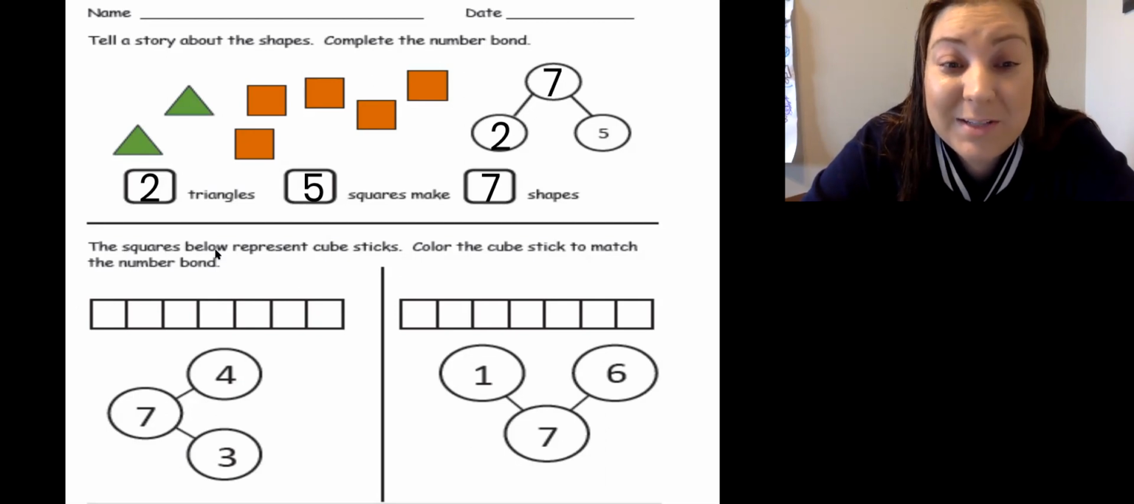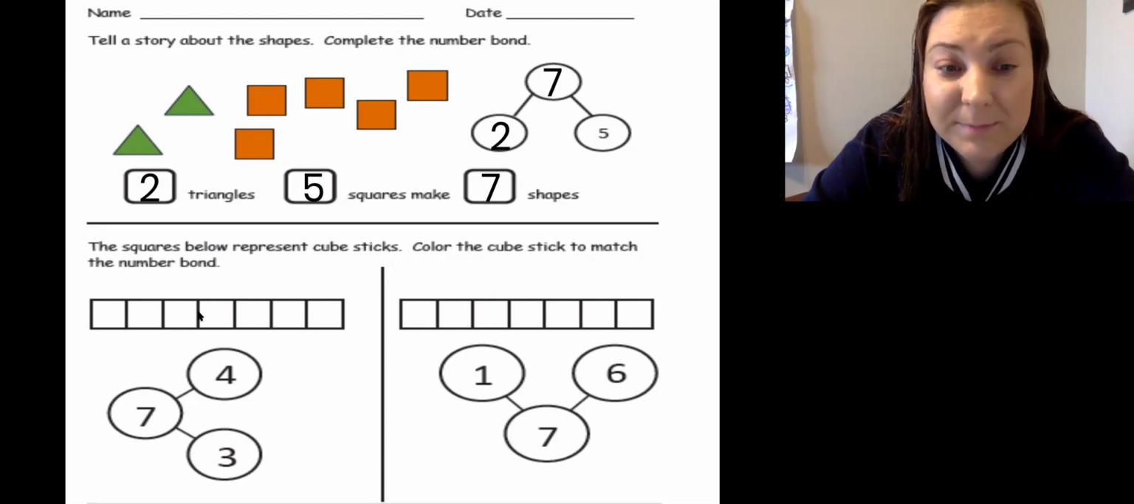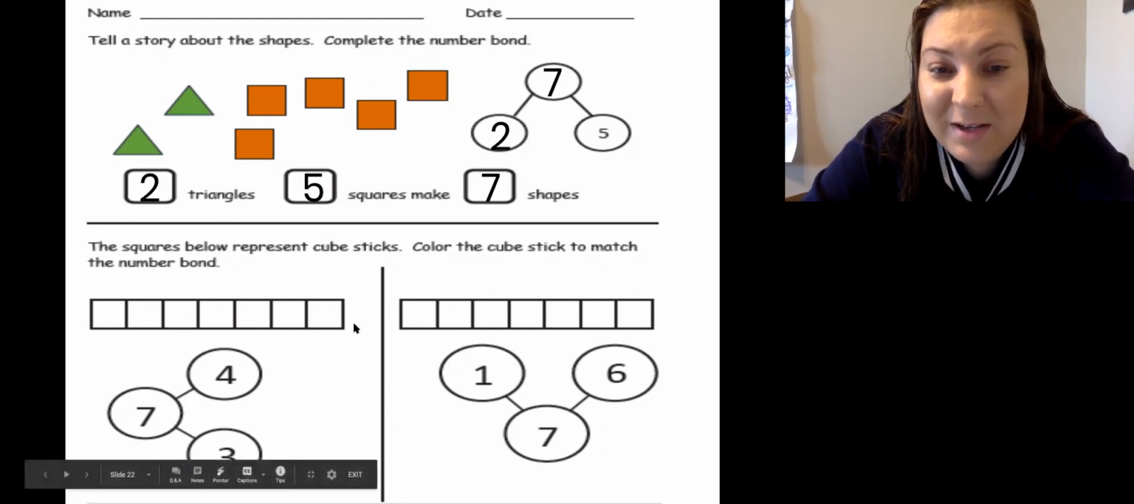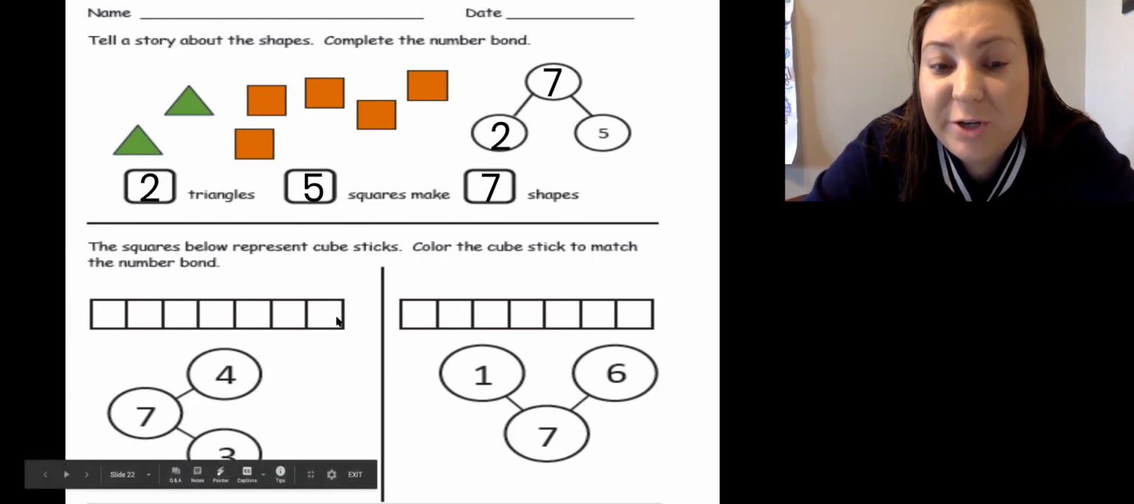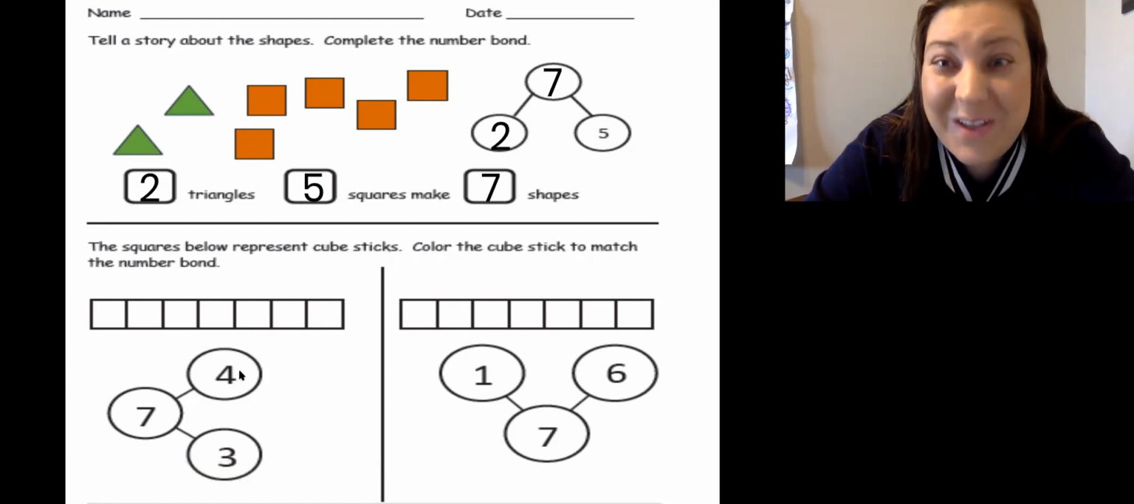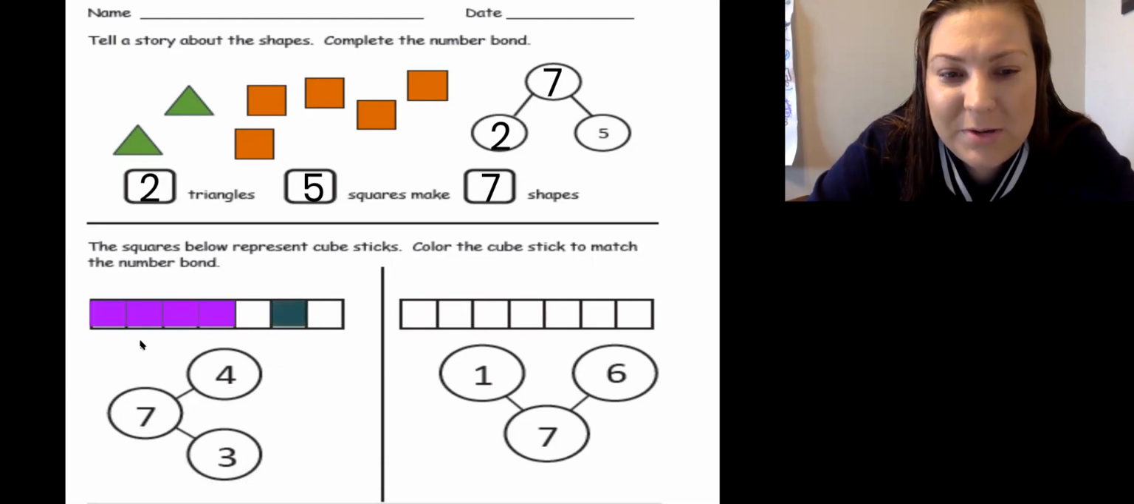The squares below represent cube sticks. Color the cube stick to match the number bond. So here we have 7 squares all together. Let's count them. 1, 2, 3, 4, 5, 6, 7. We're going to break it into 2 parts. The first part has how many? 4. So let's pick our favorite color and color 4 of them. 1, 2, 3, 4. One color.